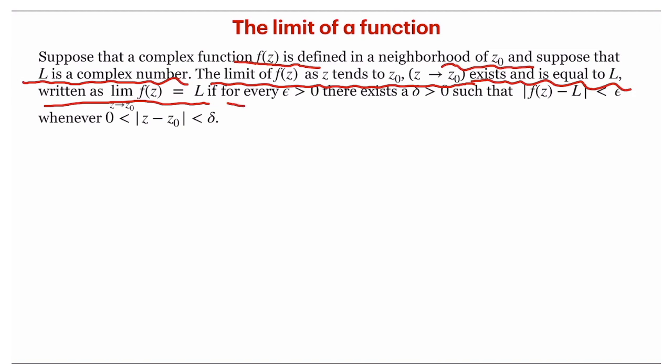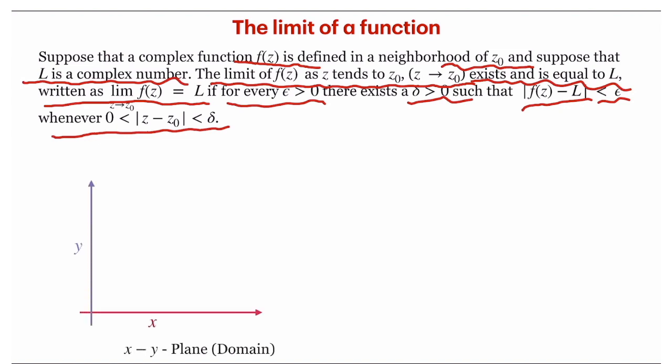If for every epsilon there exists a delta such that |f of z minus L| is less than epsilon, whenever |z minus z0| is less than delta. So it is the conventional mathematical definition of what is called the epsilon-delta definition of limit. But let's try to visualize.